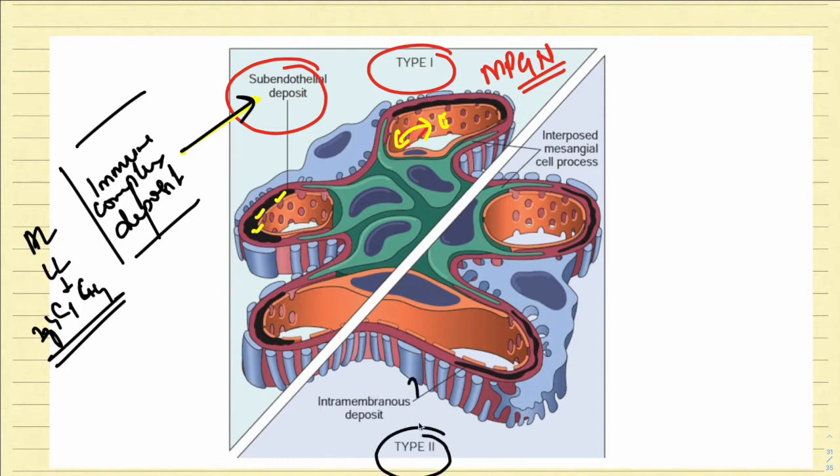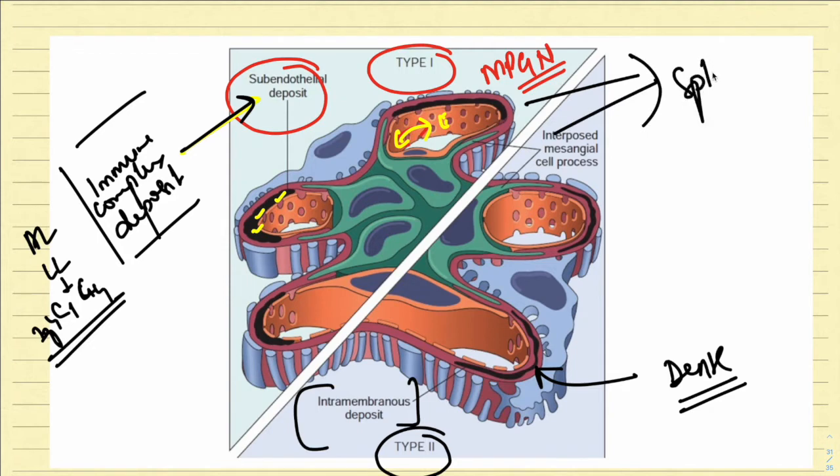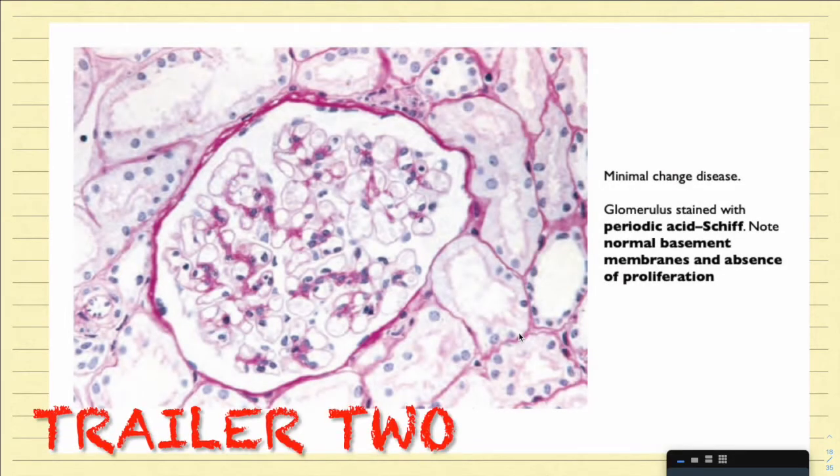Over here, the deposit is classically intramembranous, and they are continuous. They are regular, ribbon-like. They are not patchy, as we can appreciate over here. But remember, the splitting of the basement membrane will be seen in both. So the term splitting of basement membrane is a feature which is seen in both types. Okay, if you have to choose the answer. So this is the classical light microscopic picture.